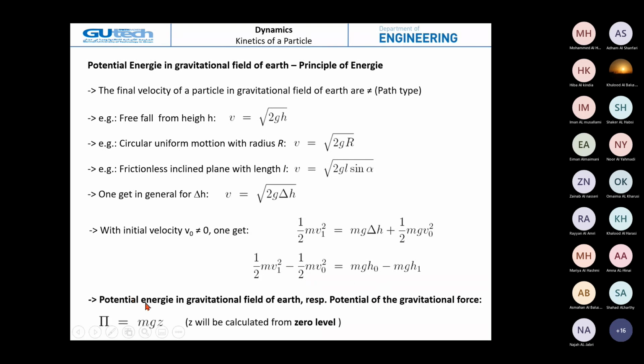Then we get the potential energy in the gravitational field of Earth, respectively the potential of the gravitational force. We note it by the following symbol here, capital letter pi. This will be the mass multiplied by the gravitational acceleration, multiplied by z. z will be calculated from the zero level. This is where we see it in more detail.